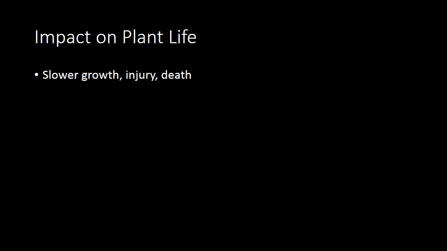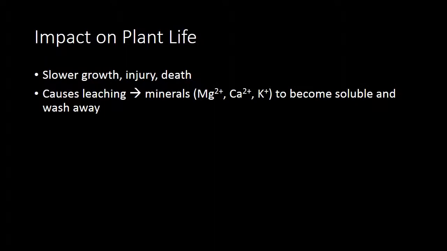Impact on plant life. Because plants are really our first indicator that something is wrong with anything in our ecosystems. So if you start to see plants, they're going to have slower growth, so they're not having the growth rate they should have. You'll see injury, so bark changing color, holes in leaves, they look burned, and then of course it can lead to death.